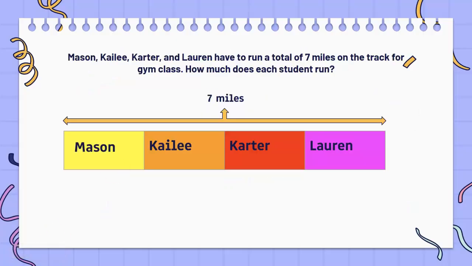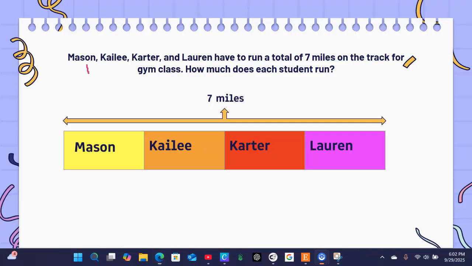All right, so here's our first problem that we've created. Mason, Kaylee, Carter, and Lauren have to run a total of 7 miles on the track for gym class. How much does each student run? So we have a total of 7 miles that we have to run on the track, and there are 4 students. 1, 2, 3, 4.